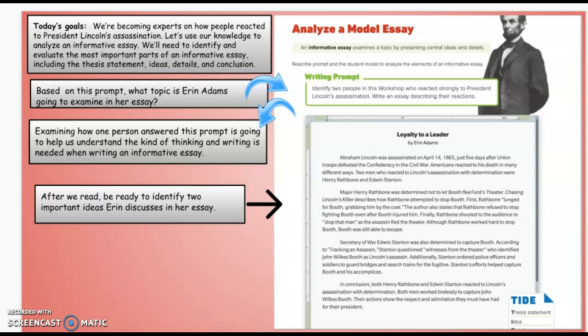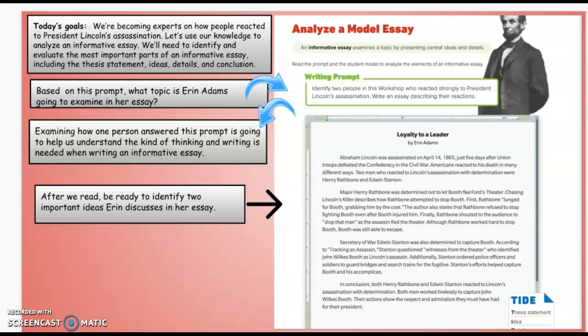to President Lincoln's assassination. And again, if we look at really examining how one person answered this prompt, yours would look similar to it. It would not look exactly the same, but just keep in mind if you were writing your own informative essay, you would follow the same format. You might have some different information. You might use some different people to compare, but you would still be looking at identifying how two people reacted to the assassination of President Lincoln.